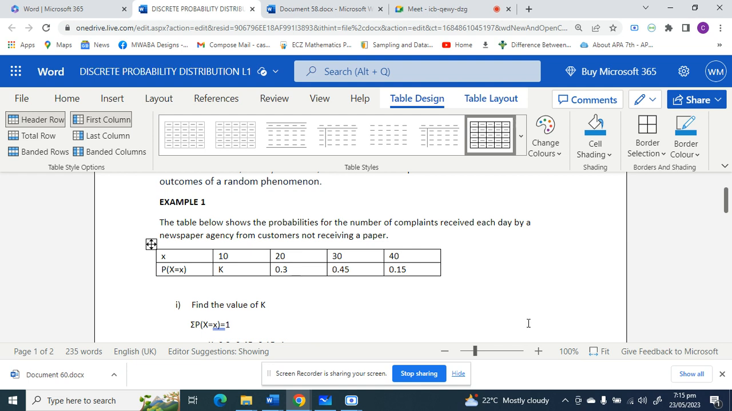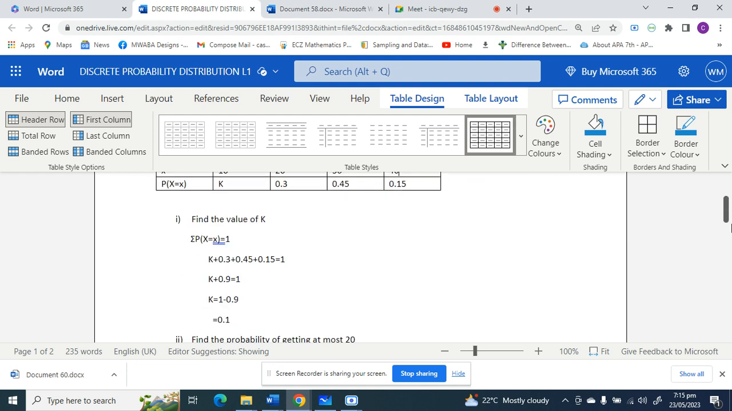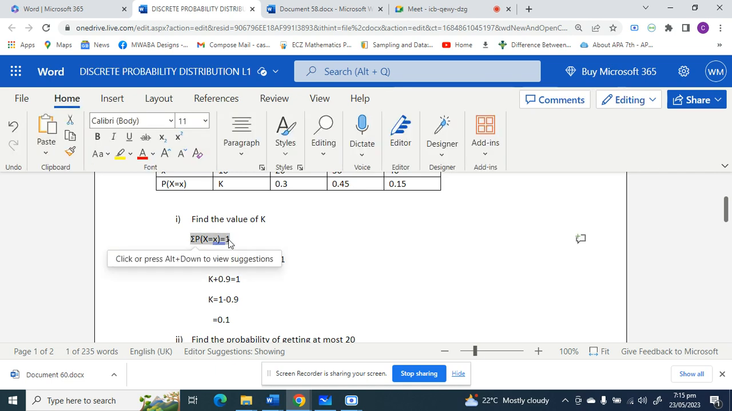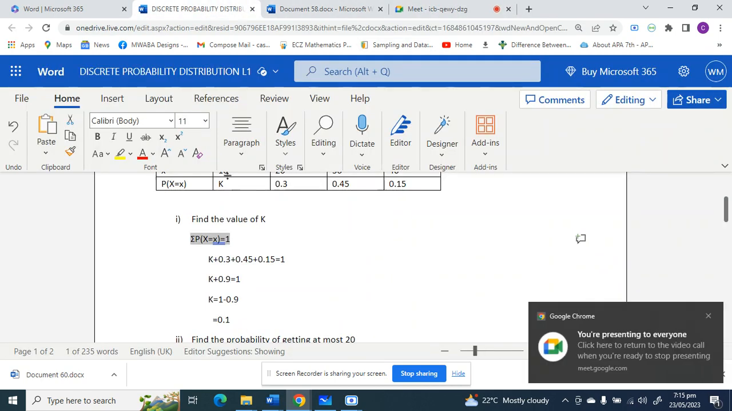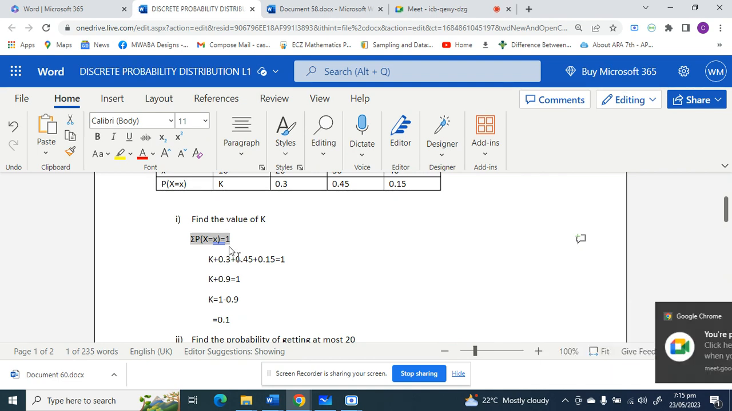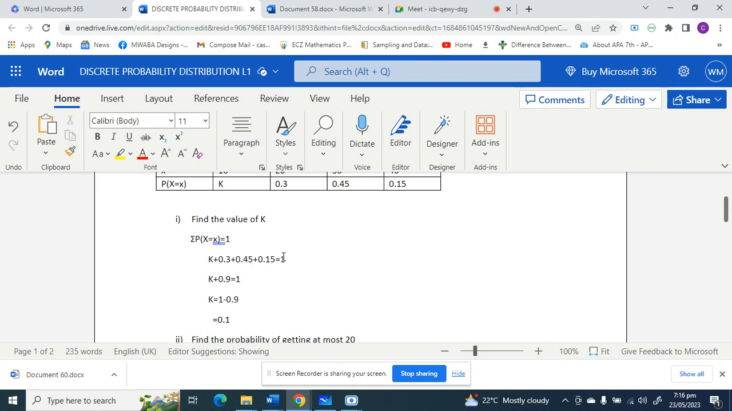All right. So as you can see in our solution here, we said the summation of the probabilities equals 1. So you're supposed to make an equation. And you equate it to 1. So you say K plus 0.3 plus 0.5 plus 0.45 plus 0.15 equals 1. All right. And then you put like terms together and you find that your value for K is 0.1.